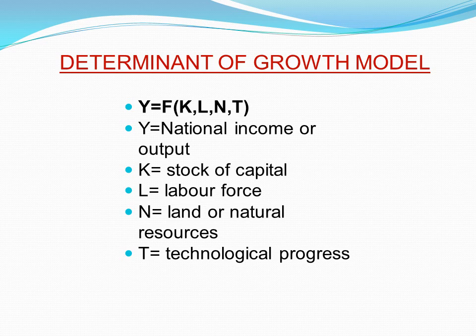Next, N represents land or natural resources. Natural resources are materials occurring in nature which are explored for economic gain. Land reward is rent. T represents technological progress. Technological progress is the overall process of innovation or research and development.